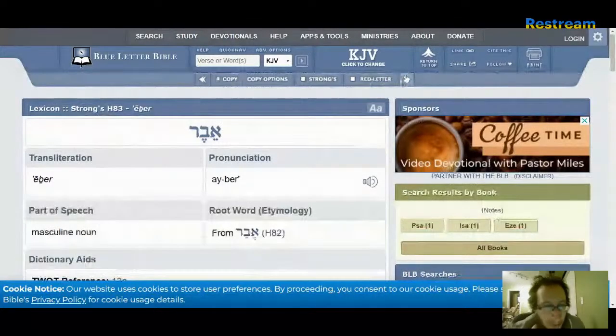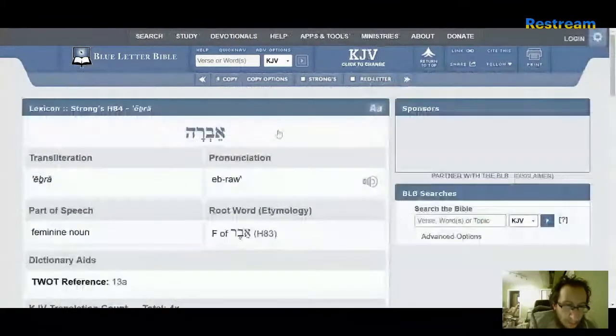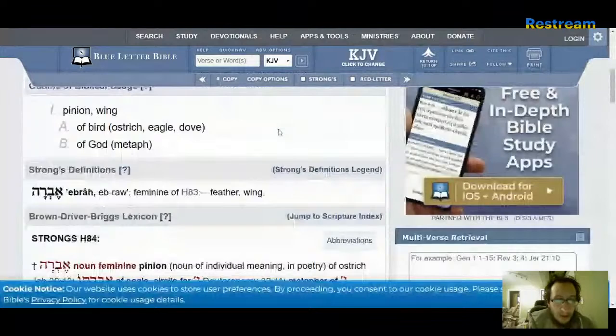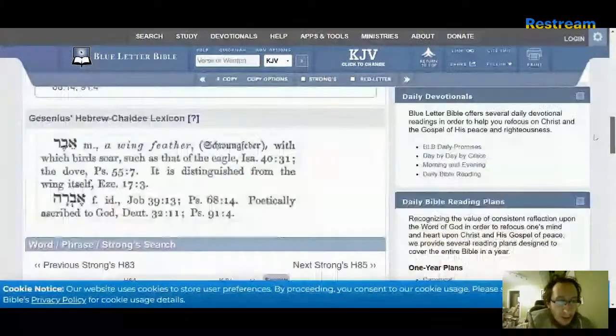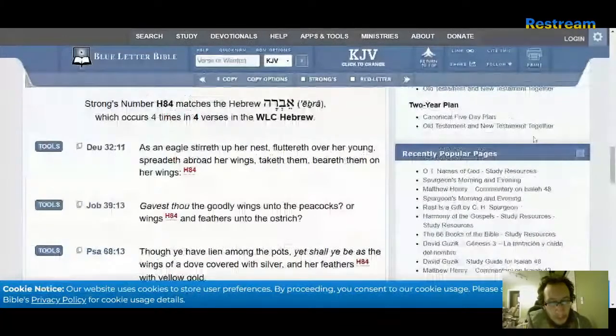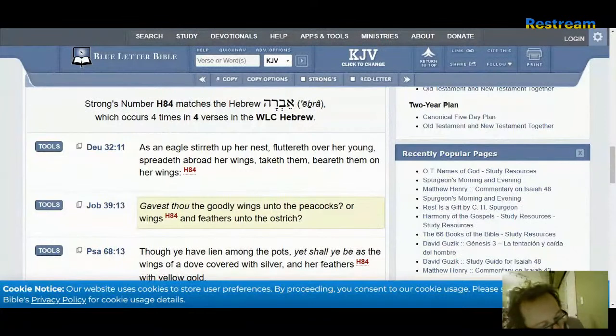Then abra with a feminine ending. Let's see how many times it occurs. Twice, 2 times as wings. So Job 39:13, or wings and feathers unto the ostrich.